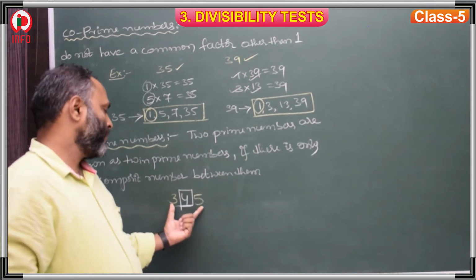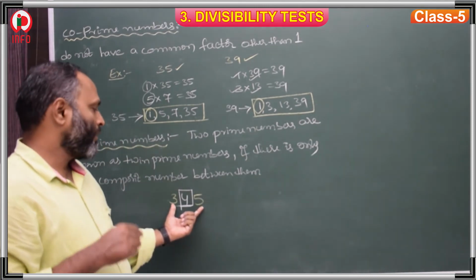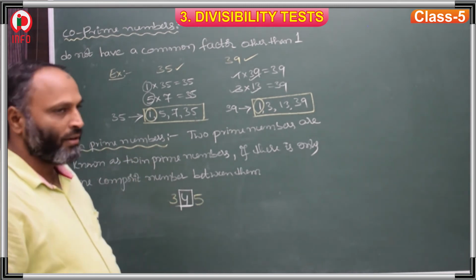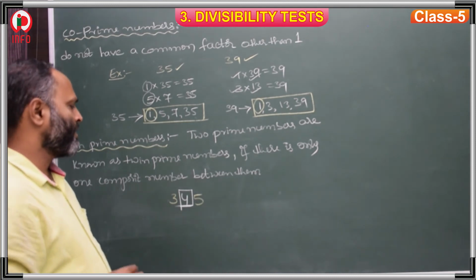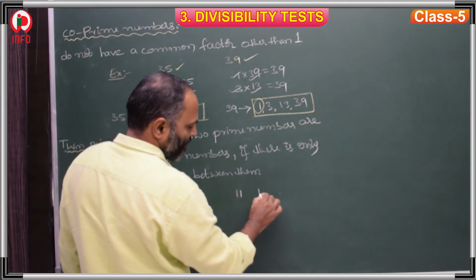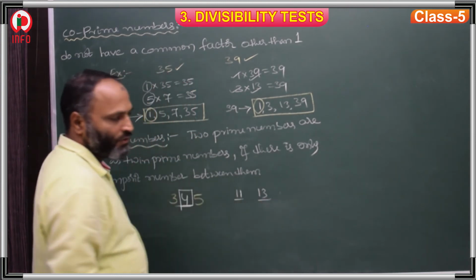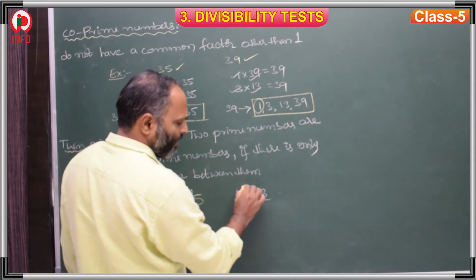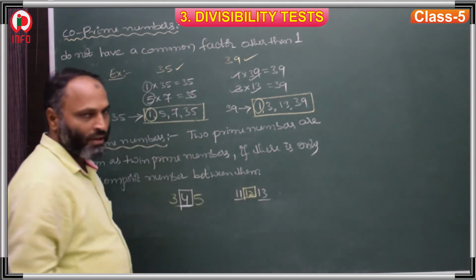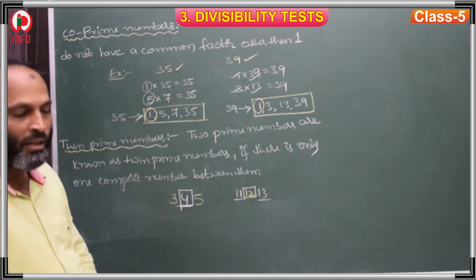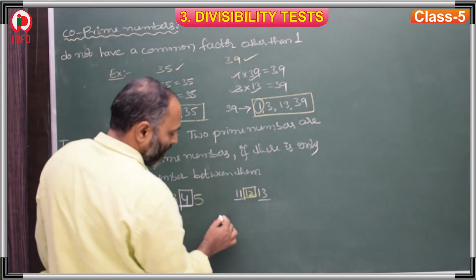If between any two prime numbers there is one composite number, then that type of numbers are called twin prime numbers. Suppose I take 11 and 13 also. 11 and 13 are also twin prime numbers. Why? Because only one composite number is there between them, that is 12.